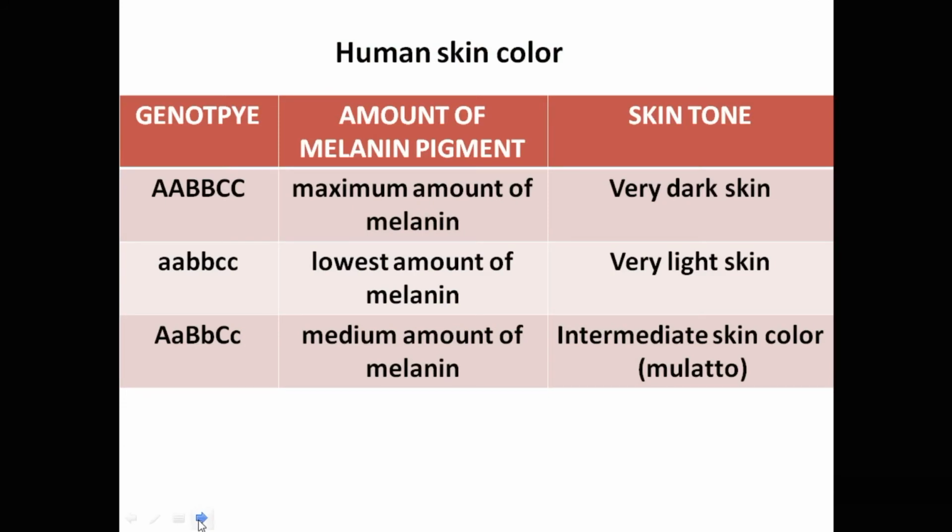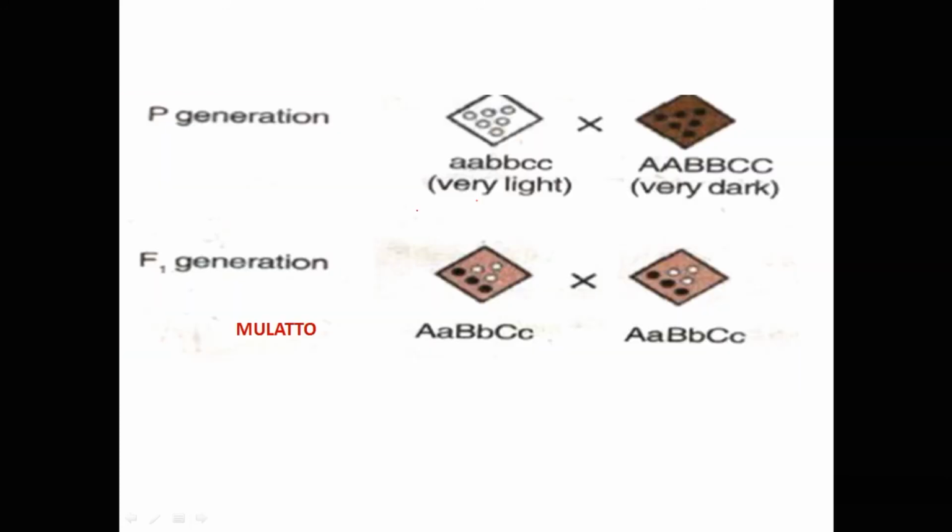So a brief summary of human skin color. A person with all the 6 dominant alleles will have maximum amount of melanin in the skin, and the color of the skin will be very dark. A person with all the 6 recessive alleles will have lowest amount of melanin and the skin color will be very light. A person with heterozygous genotype for all the 3 alleles will have medium amount of melanin and the skin color will be intermediate, that is mulatto. Let us discuss the polygenic trait by studying the inheritance of human skin color.